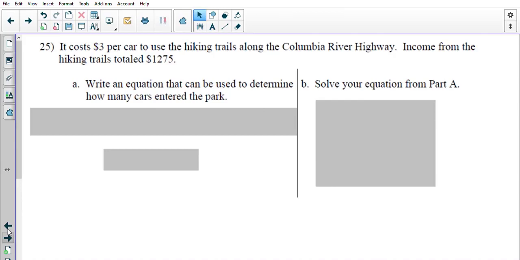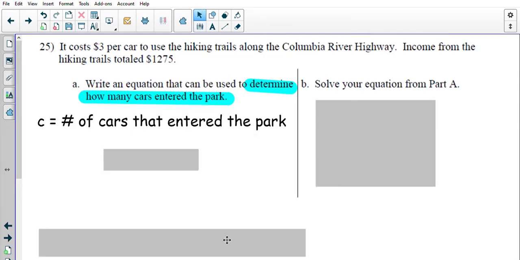Just like when we did our previous solving equations questions, I do strongly suggest that you begin by identifying your unknown. In this case, the thing that we don't know, it tells us right here, it says to determine how many cars enter the park. So I define a variable, c. c represents the number of cars that enter the park. You could even just write c equals number of cars. And I do suggest using a variable that makes sense for the problem.